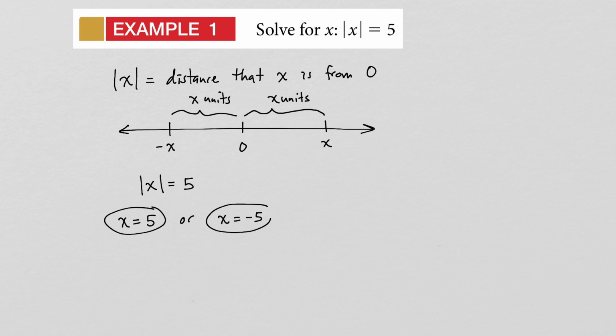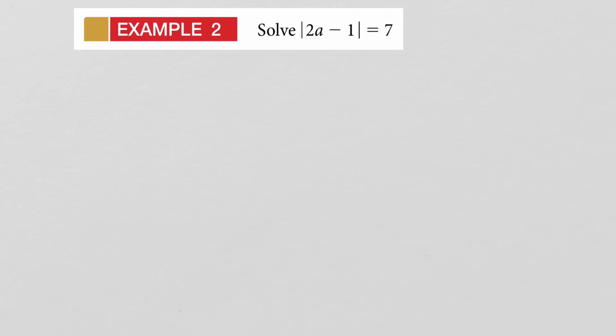Now, I didn't really do anything mathematically to get this answer. It's just understanding the definition of what absolute value means. In the next example, we have the absolute value of 2a minus 1 is equal to 7. So again, let's think about this. If I told you the absolute value of x was equal to 7, we know the solution would be x equals 7 or x is equal to negative 7, based on the last problem.